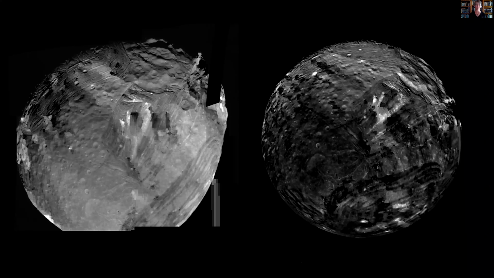But because it's been photometrically corrected, there isn't a lot of shape from shading. It looks weirdly flat. It looks kind of like a pizza. It's a very good mapping product, but it's not a good representation. Neither one of these really looks like Miranda would look in space.